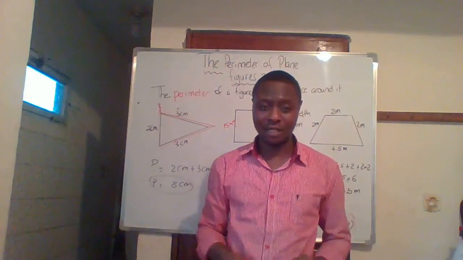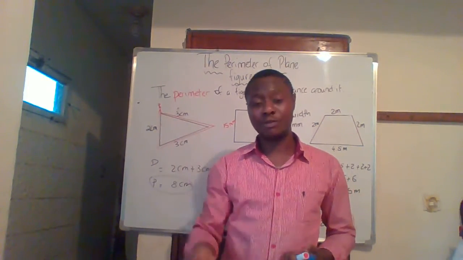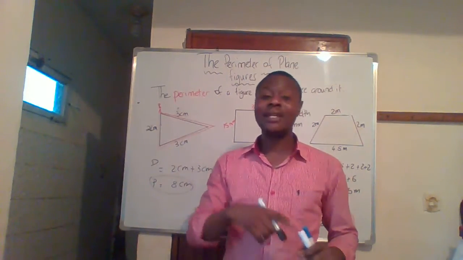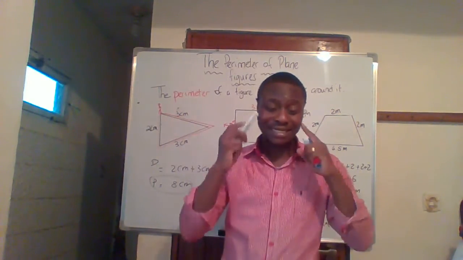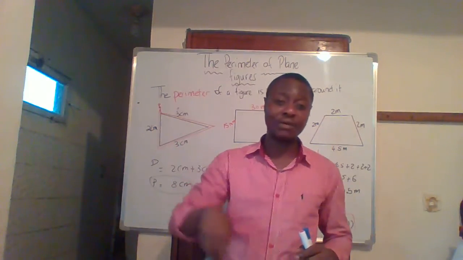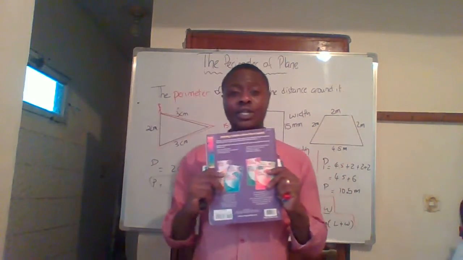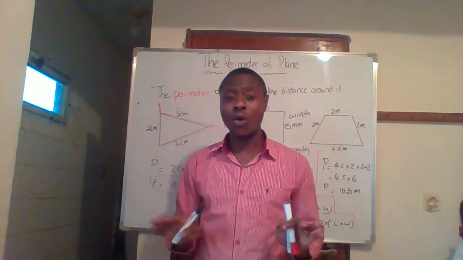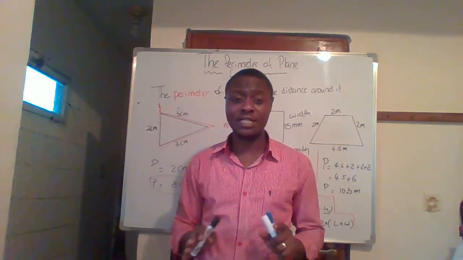Cool. Basically, this is how you find the perimeter of plane figures. You just add. All you need to do is add all the sides, and this helps you determine the distance around the shape. And that distance around the shape is called the perimeter. Think about the distance around the soccer field, or the distance around your house, or the distance around my book. All those distances are called perimeters. So the perimeter, as I just told you, is just the distance.